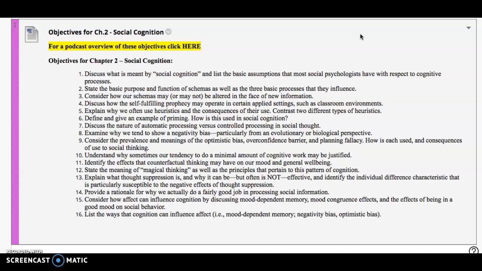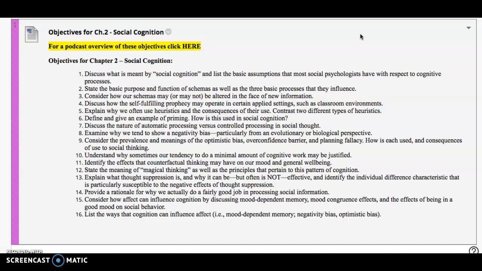Consider the prevalence and meanings of the optimistic bias, overconfidence barrier, and planning fallacy. These are all sort of pitfalls of our cognitions. All three of those are different pitfalls, or sometimes they can help you, but they're tools that our brain uses to think and come to conclusions. So understand how each is used, and then the consequences of those types of social thinking.